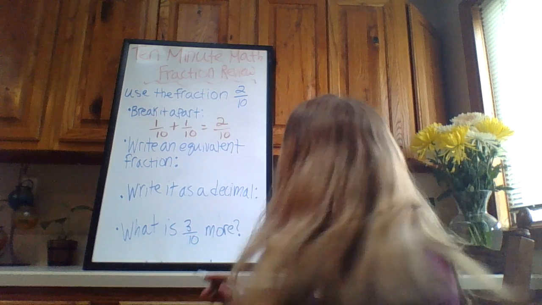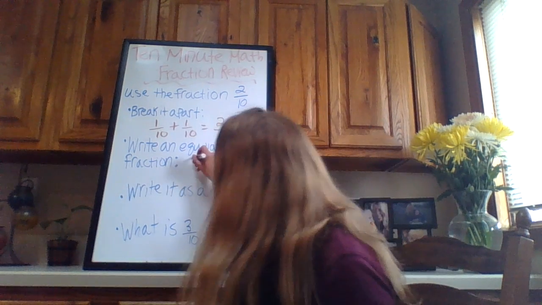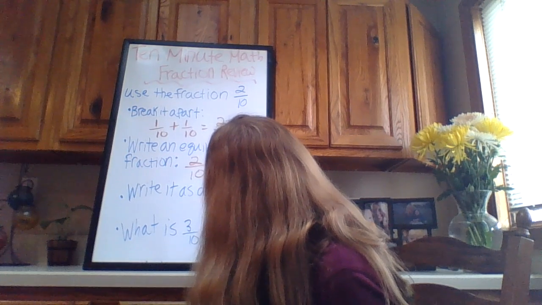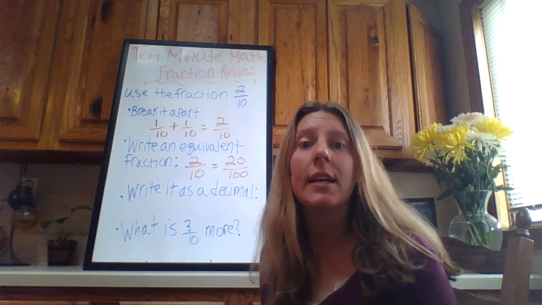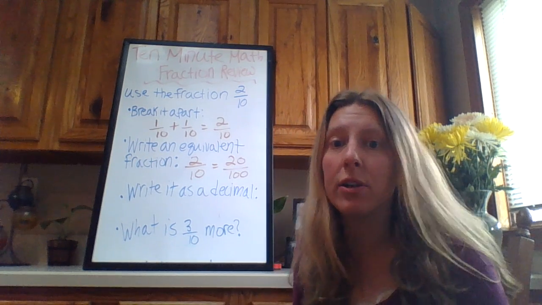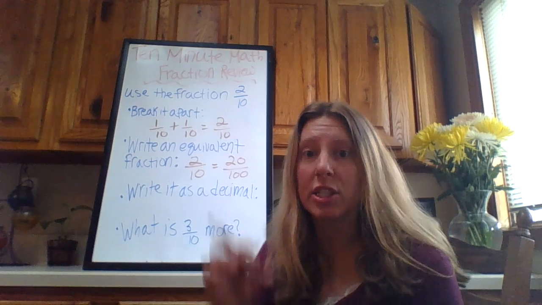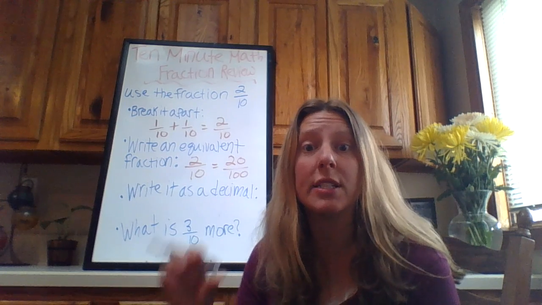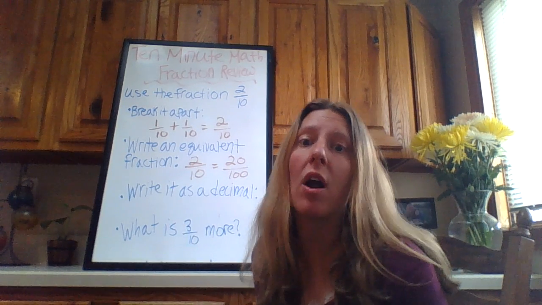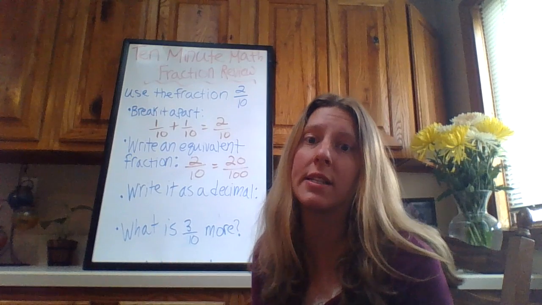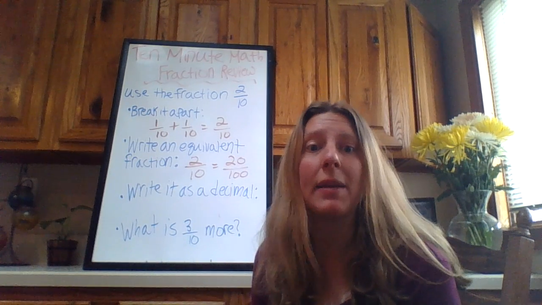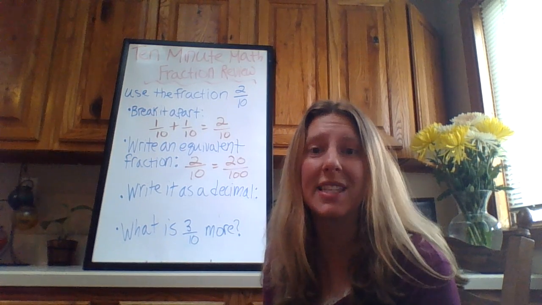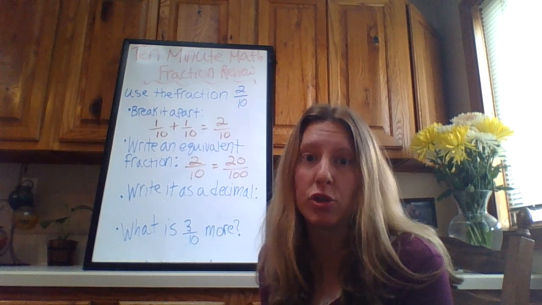Write an equivalent fraction. So we know that 2/10 is equal to 20 hundredths, because I know on a 10 by 10 centimeter square, if I look at the small centimeter squares that make up each tenth, I would have 100 small centimeter squares. And there are 10 small centimeter squares in 1/10. So that means in 2/10 there would be 20 little centimeter squares. So we would say that as 20 hundredths.